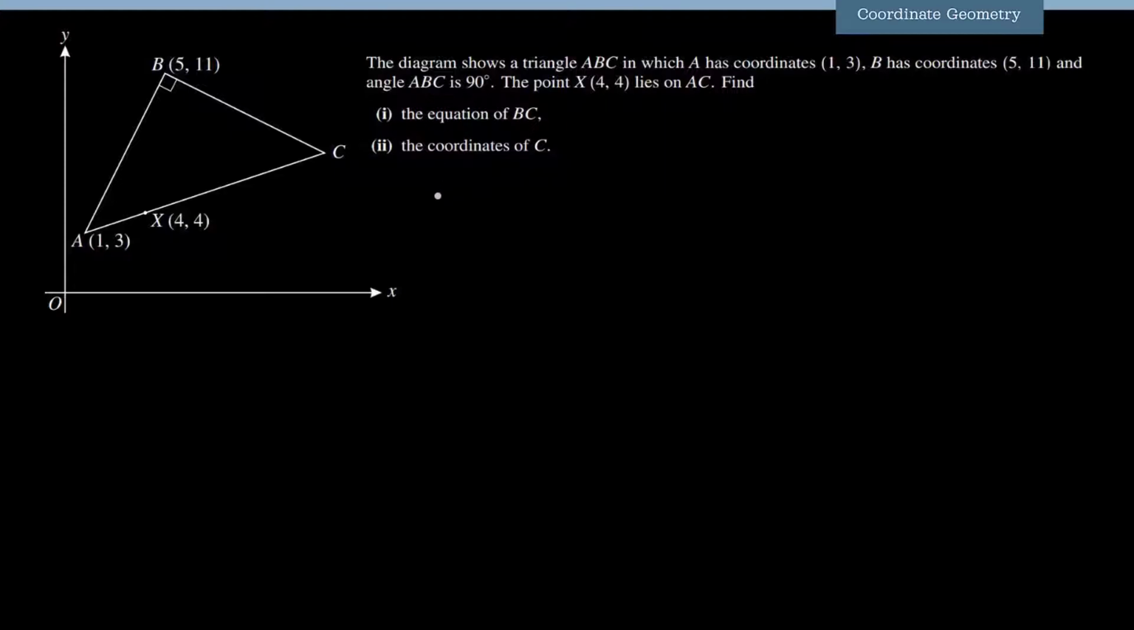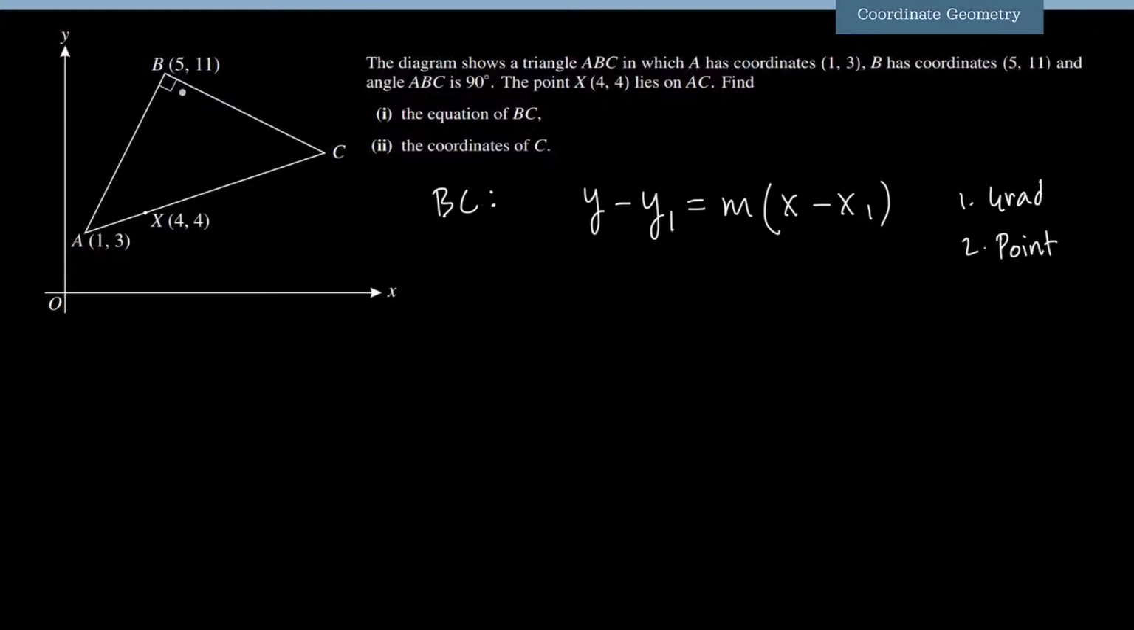So first, to find the equation of line BC, we use this formula: y minus y1 is equal to m times x minus x1. In order to use this formula, first I need to know the gradient, and second I need to know a point on the line. I only have one point on this line, so I can't use the formula of the gradient here. But I can use the fact that there is a 90-degree angle between these two lines. When two lines are perpendicular to each other, m1 times m2 is equal to -1, which says that the product of the gradients of two perpendicular lines is equal to -1.